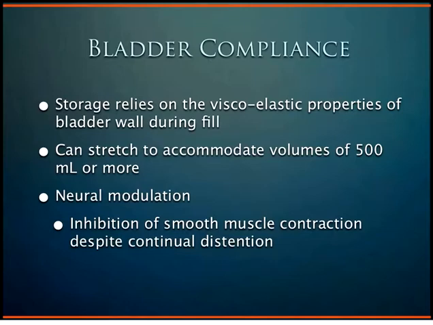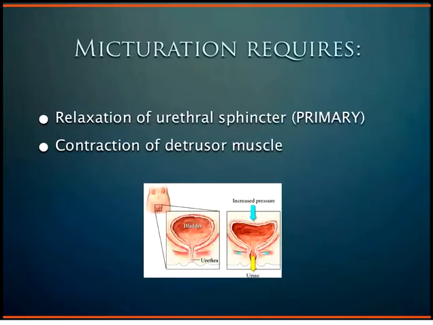But it is the inhibition of the detrusor action that allows, through complex neural modulation, the bladder to fill. Now, micturition occurs through a combination of urethral sphincteric relaxation as well as contraction of the detrusor muscle. After voiding, there should be little or no urine remaining in the bladder. The remaining is termed the post-void residual.